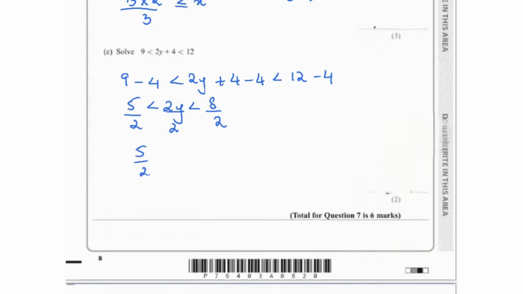So that's 5 over 2 over here, y over here, and 4 over here. So that means y is less than 4 but greater than 5/2.